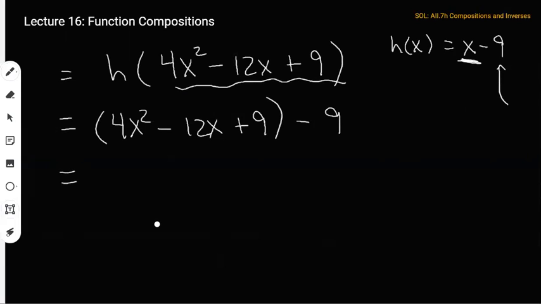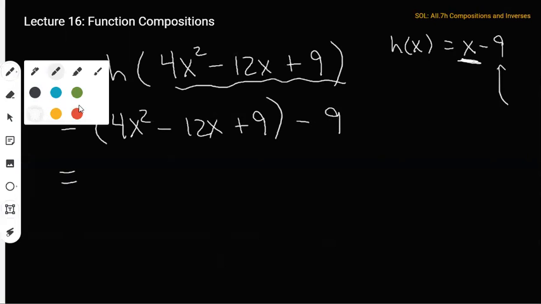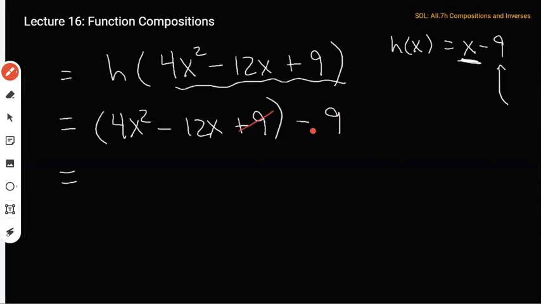So now what's the last thing that happens? I'm going to have a positive 9 minus 9, so they're going to cancel each other out. And I'm left with 4x squared minus 12x. And that's my answer.